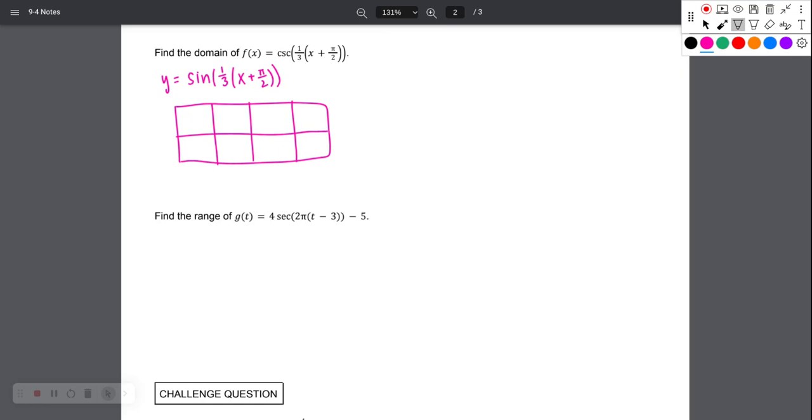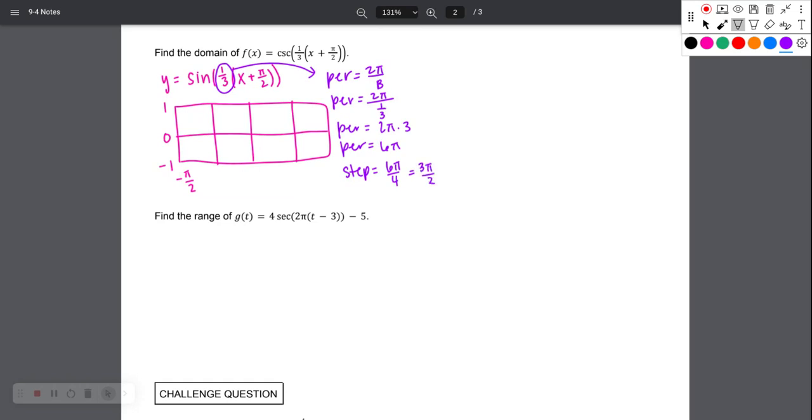All right, so sine graph, this one has a midline of 0, an amplitude of 1. We have a phase shift to the left by pi over 2, so we're starting at negative pi over 2. And then our b value is going to change the period of this sine wave. So our period is 2 pi over b. So if we do 2 pi over 1/3, we're going to get 2 pi times 3, which is 6 pi for the period. All right, so if the period is 6 pi, then let's figure out what the step is. Step would be 6 pi over 4, so that simplifies to 3 pi over 2 for our step.